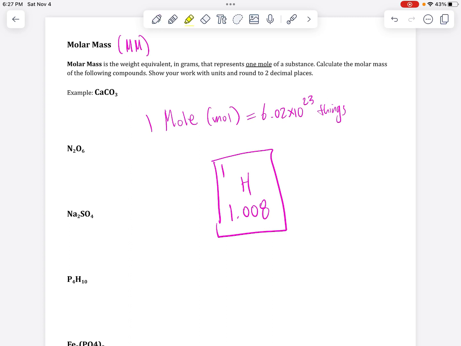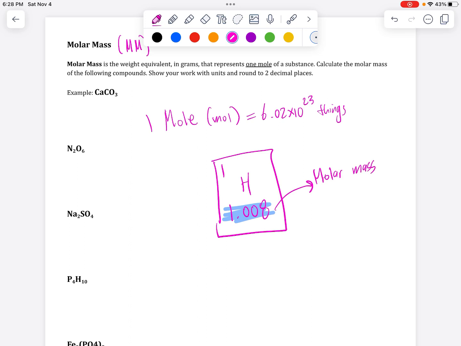The number below the symbol H, I'm going to highlight in blue. That is the average atomic mass, which is simply the weighted average among the different isotopes of hydrogen. However, it actually has another use. This number is the molar mass of this element. So what does that mean? It means that if I had 1.008 grams of hydrogen, that would give me exactly 1 mole of hydrogen.